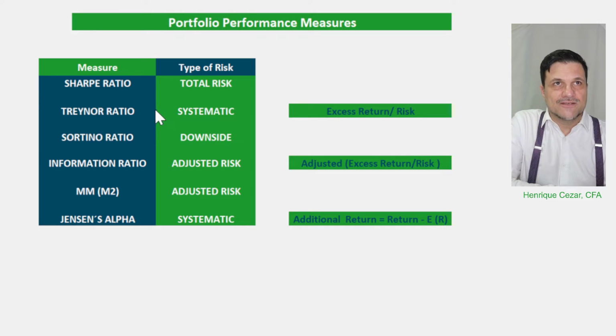So let's see what we have here. We have the portfolio performance measures, and we have a list. So what do we have here? Sharpe ratio, Treynor ratio, Sortino ratio, information ratio, Modigliani or M&M2 or M square adjusted portfolio measurement, Jensen's alpha or J alpha. Those are the ones that you need to know.